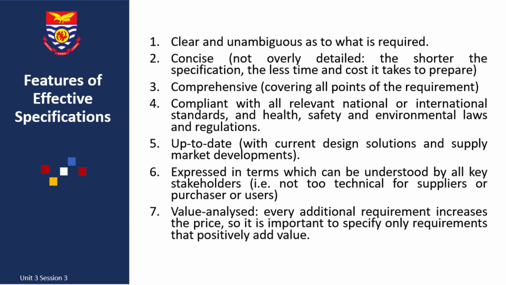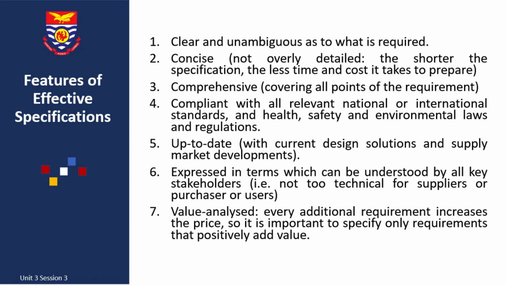1. Clear and unambiguous as to what is required. Specification is said to be effective if the requirement is defined clearly, and there is an absence of ambiguity in the document. Once a supplier, once anybody in charge reads the document, they're supposed to know exactly what the organization is looking out for, what the requirement is supposed to consist of. It should be clear and unambiguous.